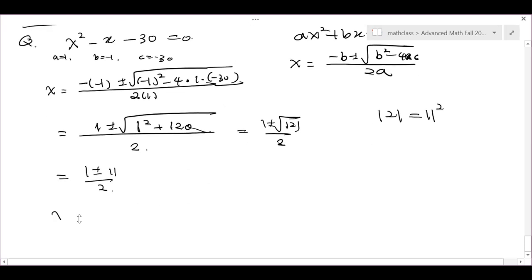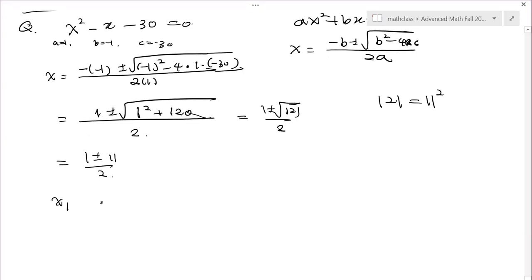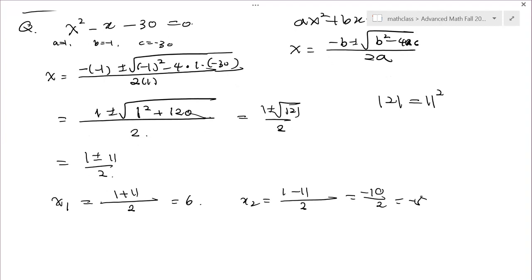The first one, you choose a plus sign. So you will get 12 divided by 2, 6. Then you choose the negative sign. Right? Then it'll be -10 divided by 2. It's -5. So you got two solutions. Okay? So 6 and -5 are the solutions.